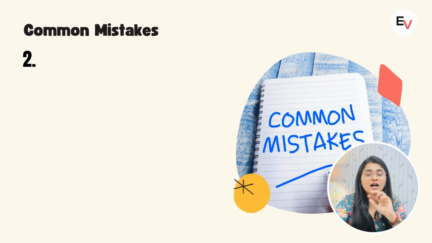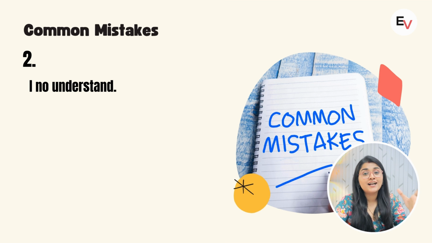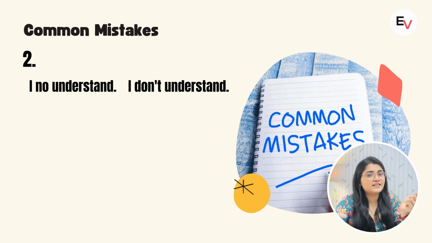Mistake number two, I know, understand. See, I clearly understand what you're trying to say, but native speakers do not speak like that. The correct way to say this is I don't understand.